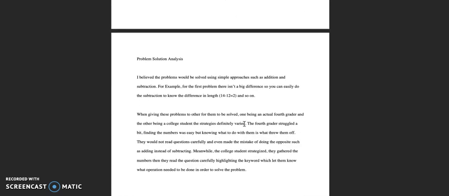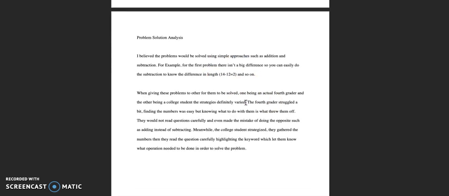Okay, for my analysis, hopefully the problems would be solved using simple approaches such as addition and subtraction. For example, the first problem isn't a big difference. We can easily do the subtraction to find the difference in value. So it was originally 12 feet, and the new pole is going to be 14, so 14 minus 12 is 2, and so on.